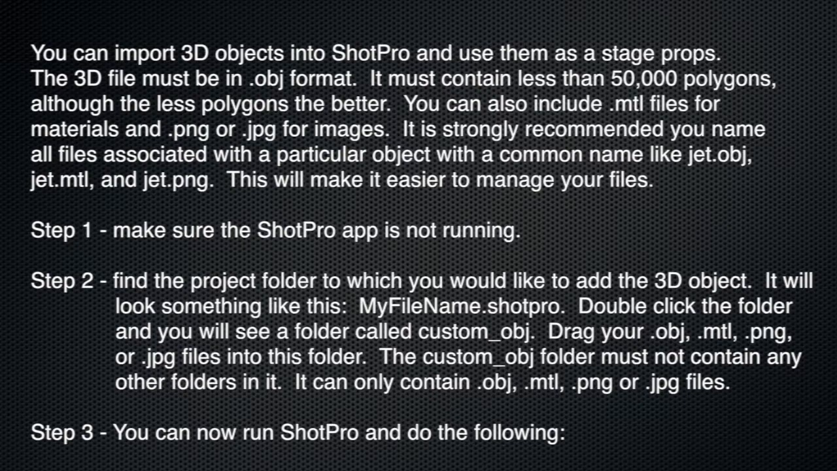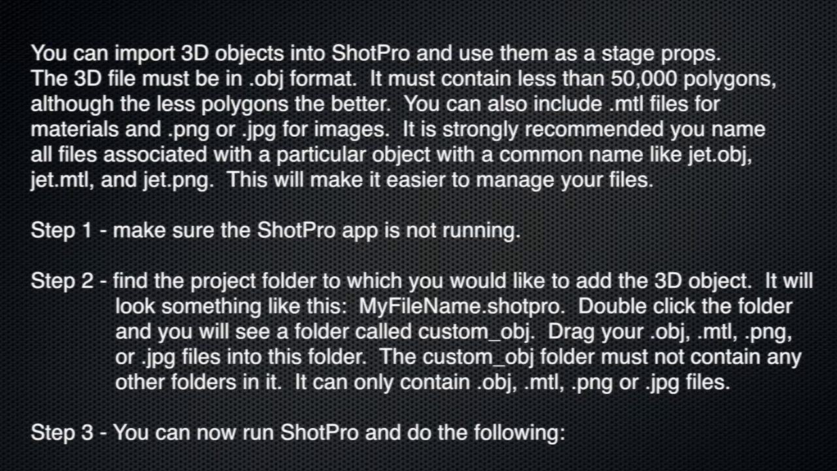myfilename.shotpro. Double-click this project folder and you will see a folder called custom_obj. Drag your OBJ, MTL, PNG, or JPEG files into this folder. The custom_obj folder must not contain any folders in it. It can only contain OBJ, MTL, PNG, and JPEG files.